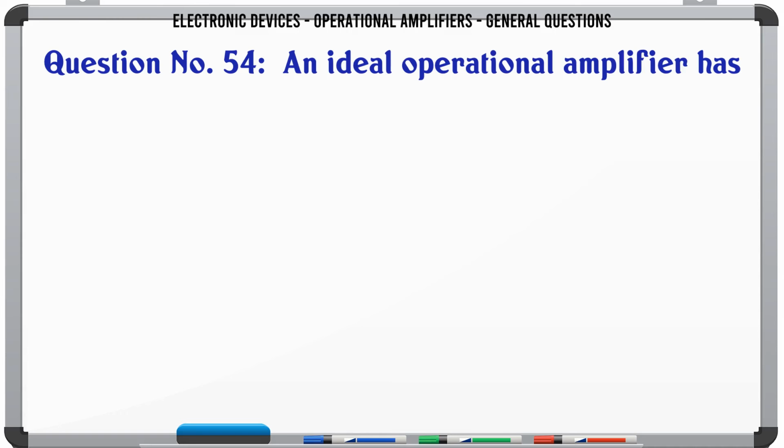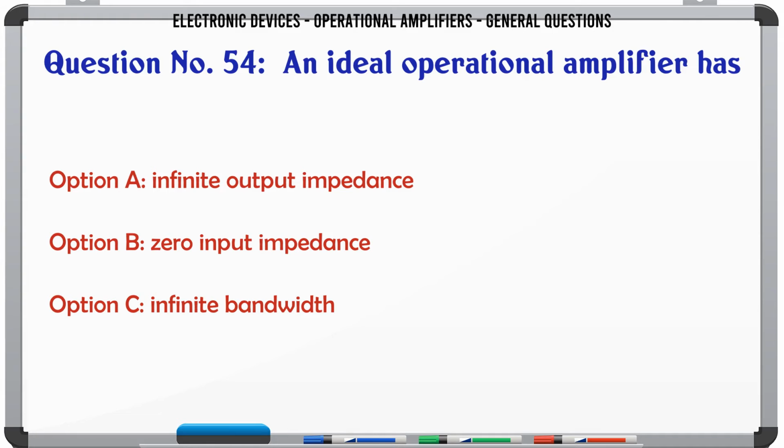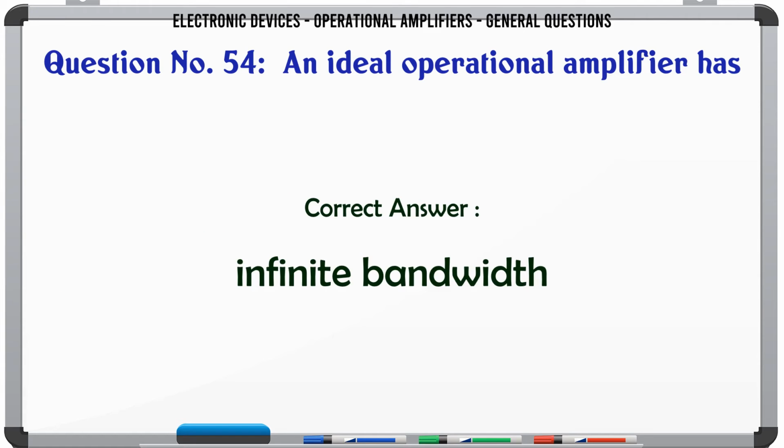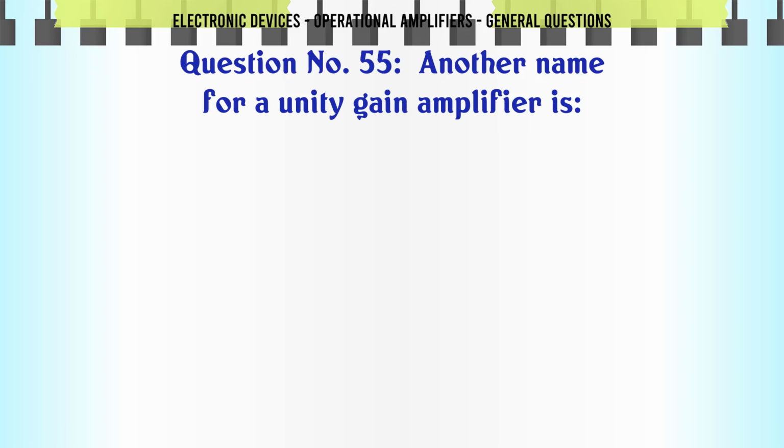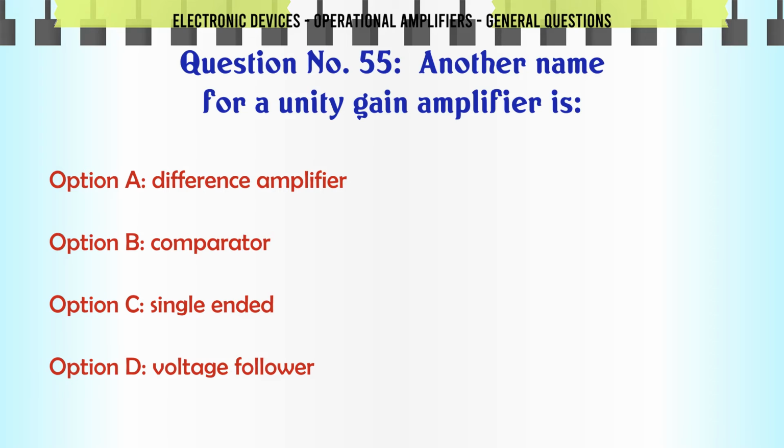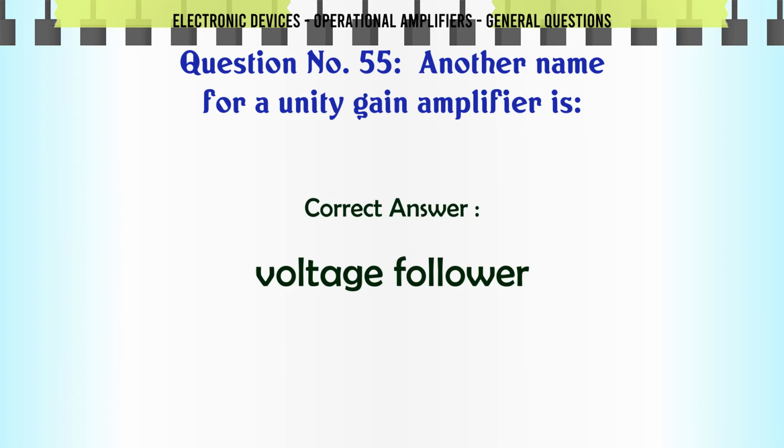An ideal operational amplifier has A. Infinite output impedance, B. Zero input impedance, C. Infinite bandwidth, D. All of the above. The correct answer is infinite bandwidth. Another name for a unity gain amplifier is A. Difference amplifier, B. Comparator, C. Single-ended, D. Voltage follower. The correct answer is voltage follower.